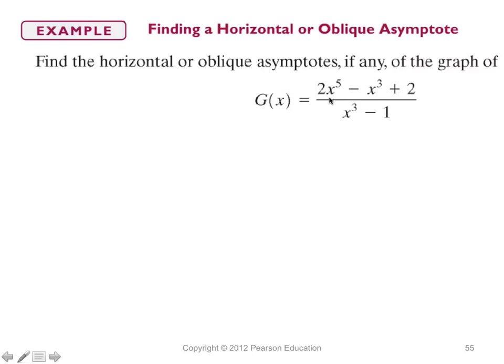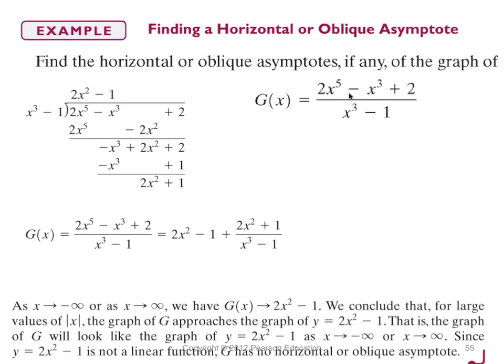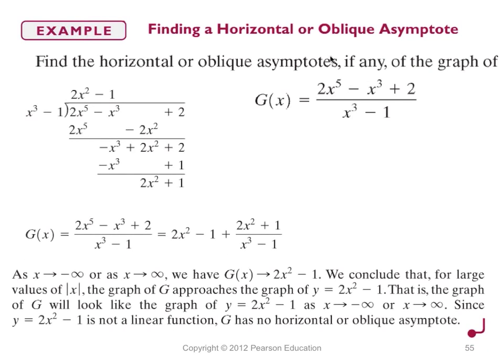Now, if we take a look at this one right here, we have 2x to the 5th minus x cubed plus 2 over x cubed minus 1. If we go ahead and do some long division there, we have this equation that emerges, which is 2x squared minus 1. So what we can actually say is that for large values of x, our graph is going to approach y equals 2x squared minus 1. Now that's going to be a parabola. It's not a linear function, which means that it's not actually an oblique asymptote.